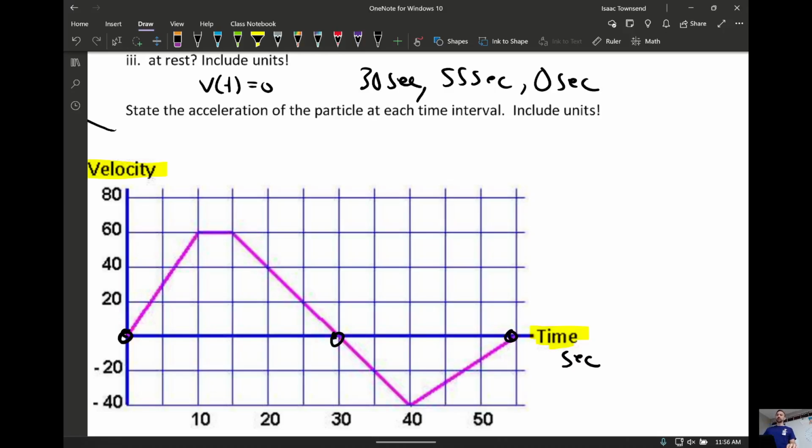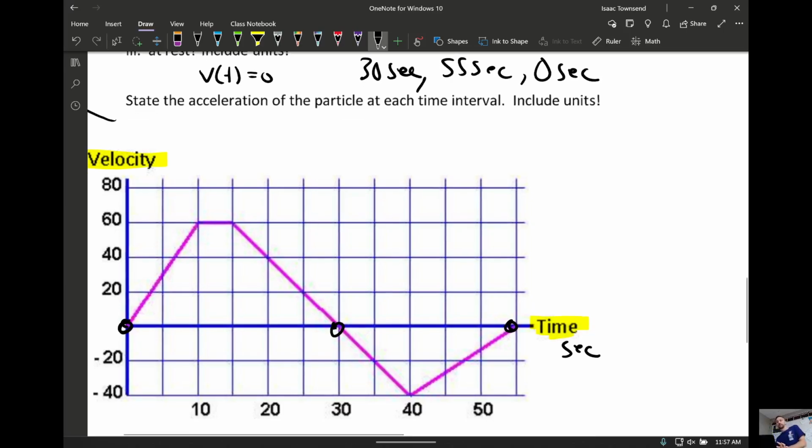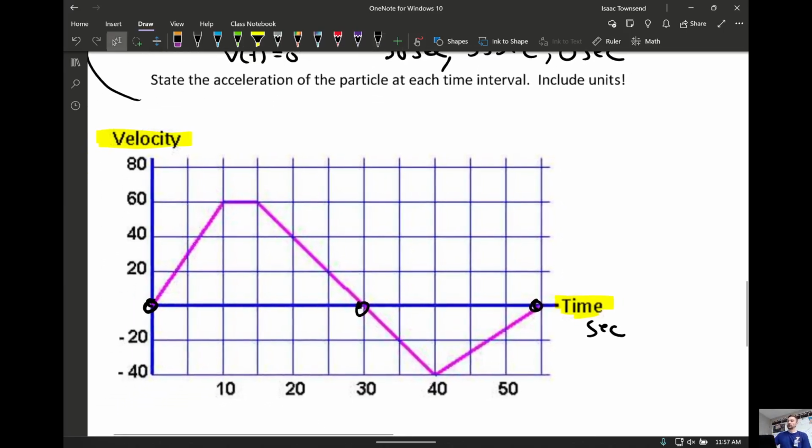Okay. Aren't you doing a lot of this in physics right now? Okay, and then what about acceleration? I've got a velocity graph. How am I supposed to get acceleration out of it? We've talked about how you could take the derivative of velocity to get acceleration, but I don't have a function.